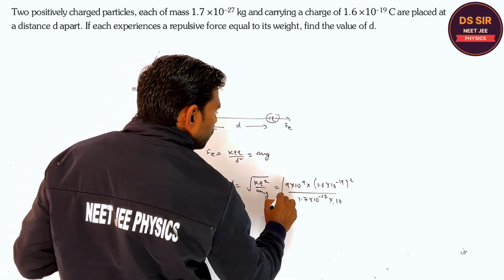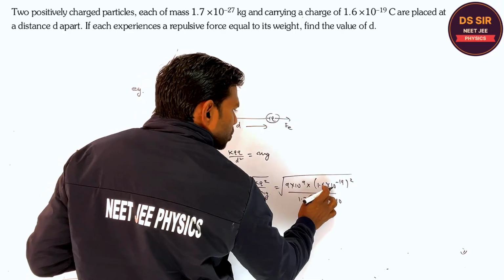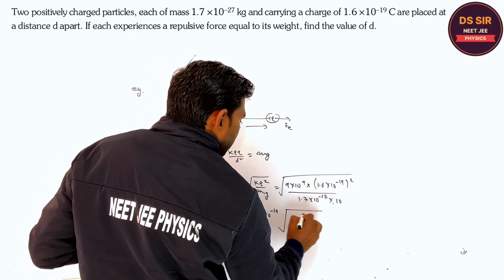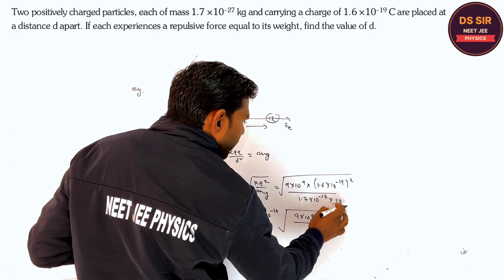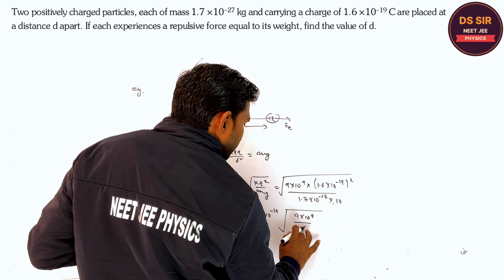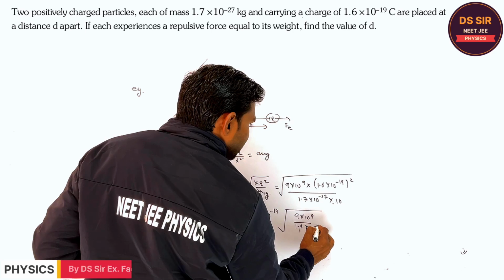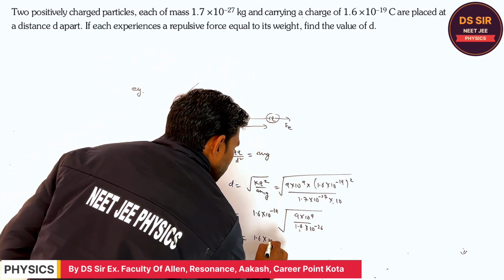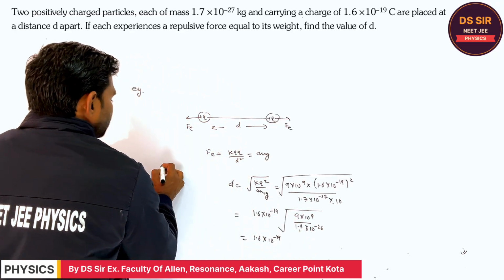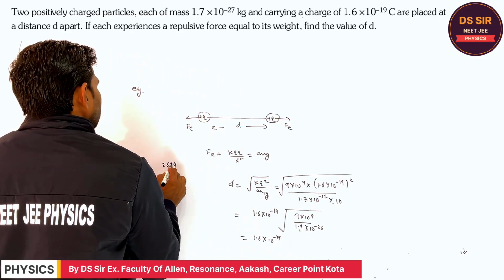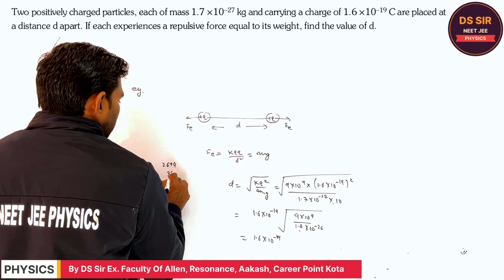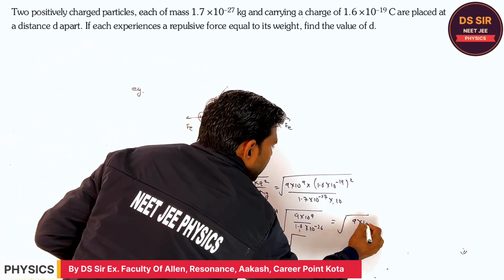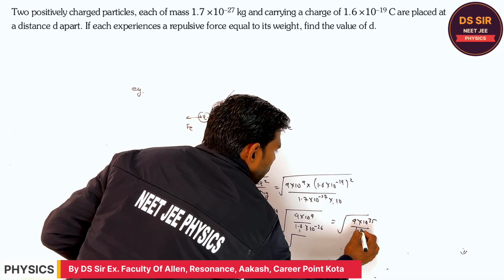If you take the square root, you can take it like this. So this comes out from the square root: 10 to the power minus 19, 9 into 10 to the power 9, divided by 1.7 into 10 to the power minus 26. It may be written as 1.6 into 10 to the power minus 19, 26 plus 9, this is how much? 35. So it is equal to, I am writing this side only, 10 raised to the 35 upon 1.7.